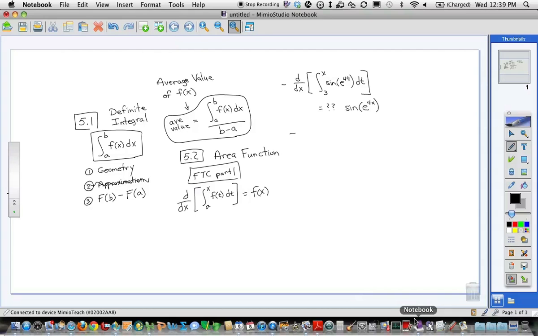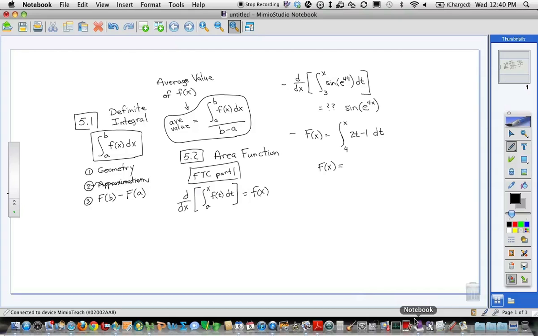Another thing that we did with area function problems was something like this. Let's say we define big F of x to equal the integral from 4 to x of little f of t dt. Wait, time out. Let's not put little f of t in there. Let's put an actual function in there. Say we did the integral from 4 to x of 2t minus 1 dt. And I asked you to find a formula for big F of x.